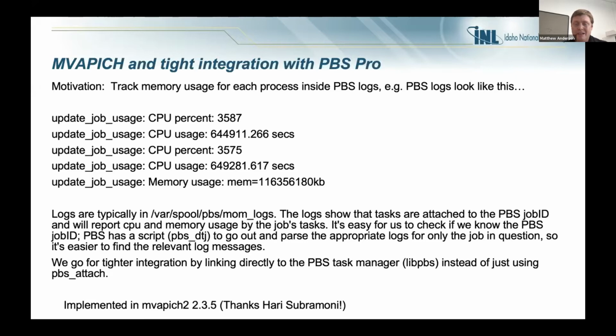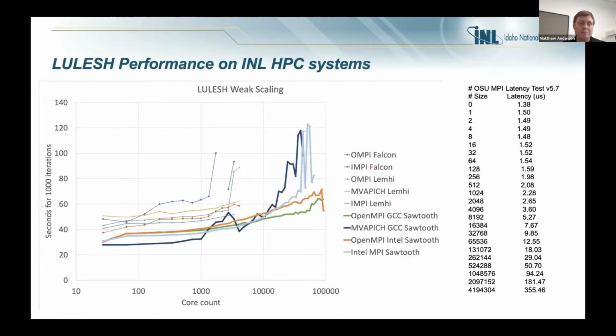And so this was implemented in MVAPICH 2.3.5. Hari did that. We attempted to do it. We got about 90% of the way, but we broke MPI abort when we did it. And so why do we care about this? PBS Pro and OpenPBS 2 have a script called pbs_dtj. And that will actually go out and parse the appropriate logs for only the job in question. And we use that heavily to keep track of the memory usage for each particular job.